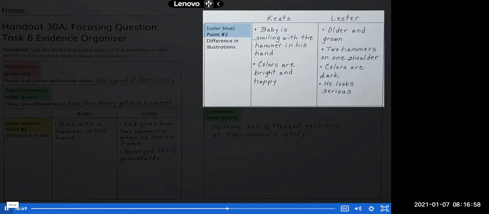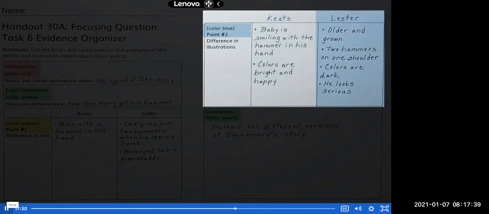Now let's take a look at point number 2. Point number 2 is made by pulling information from the illustrations in both books. You'll notice, to help, I added the name Keats and Leicester at the top of each column, so that could help me keep my thinking organized. When we look at the illustration in the Keats version, when John Henry gets his hammer, we notice that the baby is smiling with a hammer in his hand. The colors are bright and happy on that page.